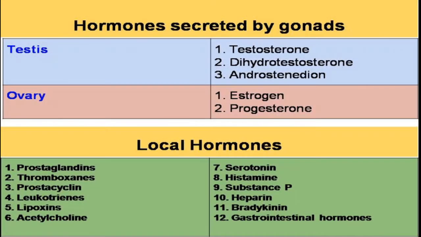Gonads also secrete hormones, such as testes secrete testosterone, dihydrotestosterone, and androstenedione, and ovary secretes the two major hormones estrogen and progesterone. The second table shows the list of local hormones present in the body such as serotonin, histamine, substance P, heparin, bradykinin, and gastrointestinal hormones.